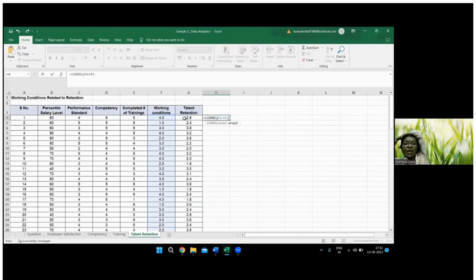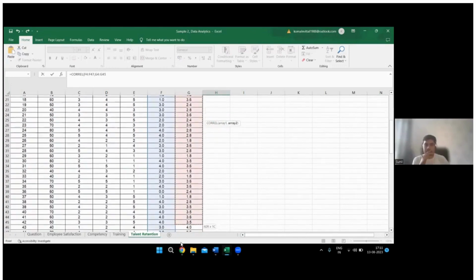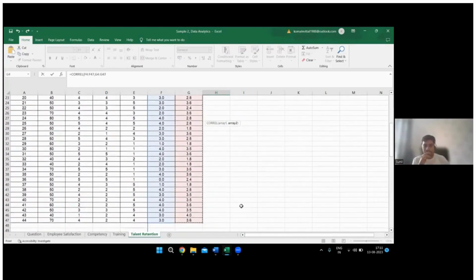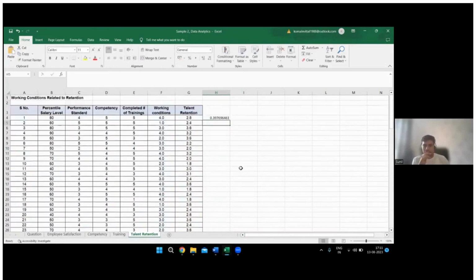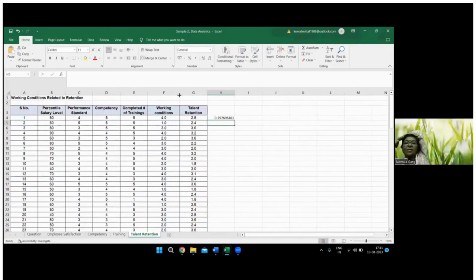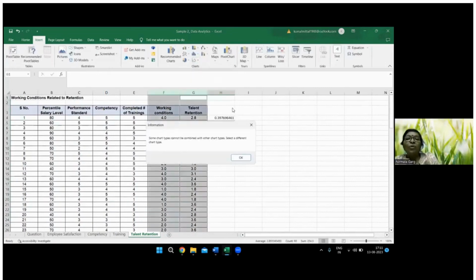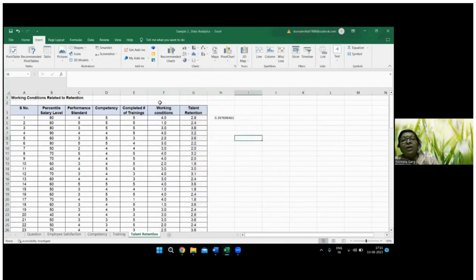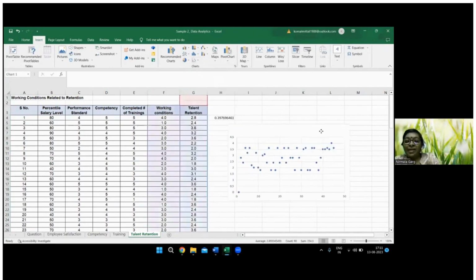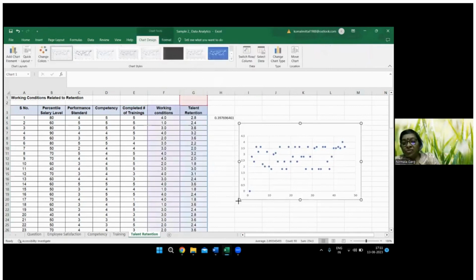Is it because people are getting good working conditions that people are staying? Yeah, to a certain extent there is. You can also do this scattergraph: 0.39, or I can call it 0.4. To a certain extent, there is a correlation between good working conditions and employees being retained in the organization.